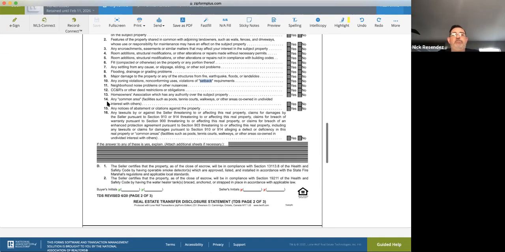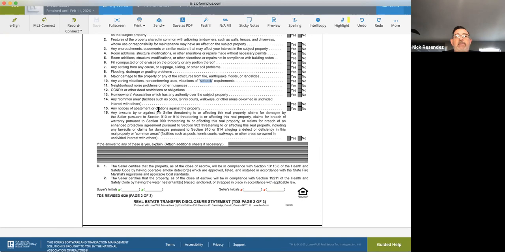11, neighborhood noises, problems, or other nuisances, right? Neighborhood sounds, even neighborly disputes, that kind of stuff I would absolutely disclose. 12, CC&Rs or other deed restrictions. So a CC&R is a covenant, condition, or restriction, which usually we see mostly associated with homeowners associations. 13, homeowners association. 14 would be common areas, like in a HOA.